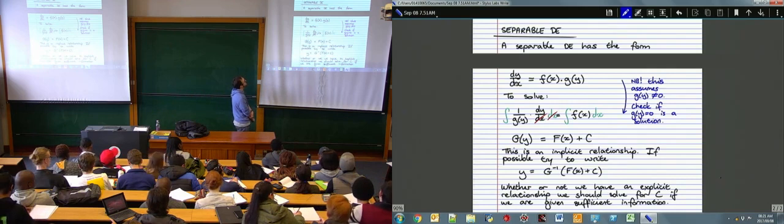Yeah, so if this was a second order differential, maybe there's some way to adapt it, but yeah, this is only going to work for first order.